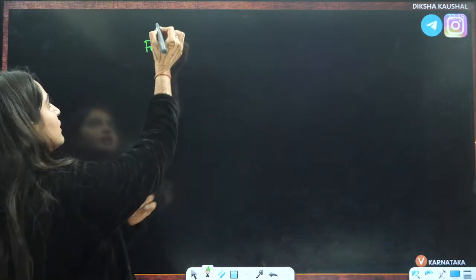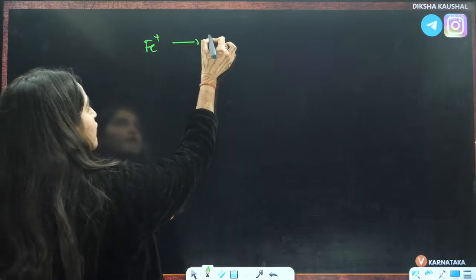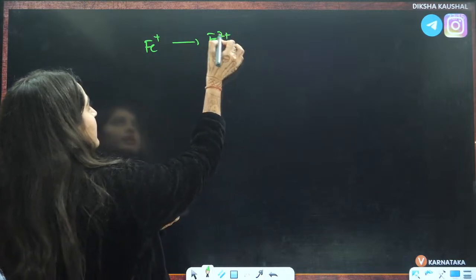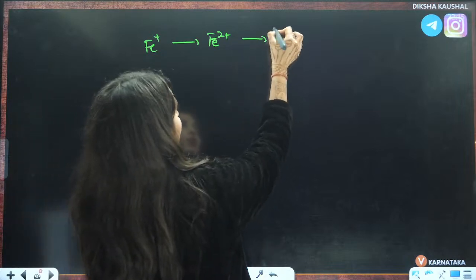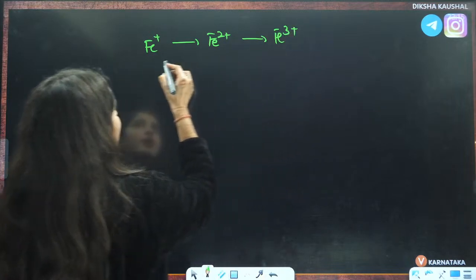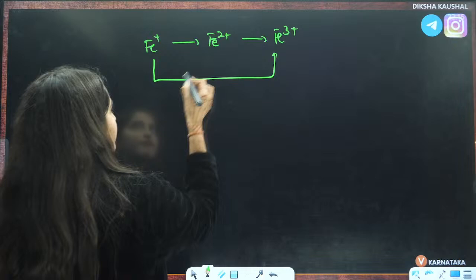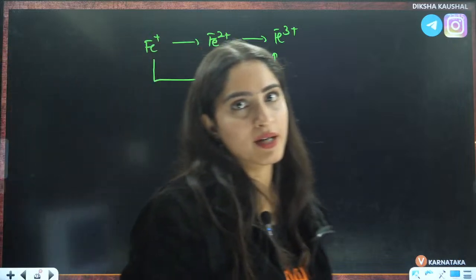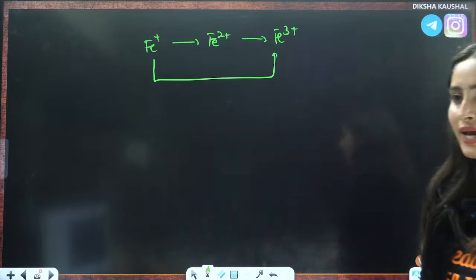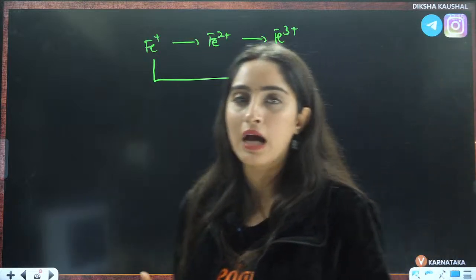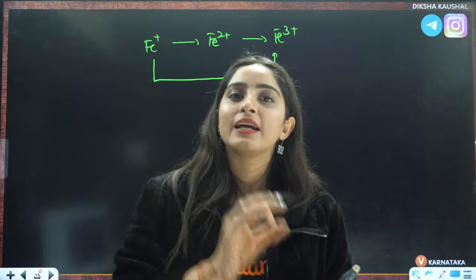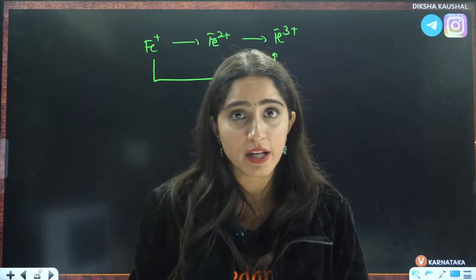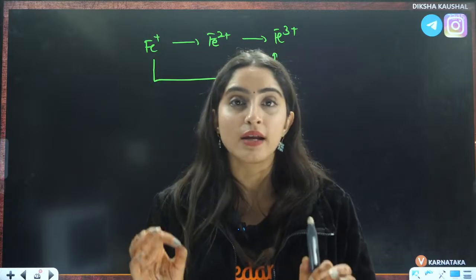For example, they are saying Fe+ to Fe2+, then Fe2+ to Fe3+, and then directly from Fe+ to Fe3+, right? The same thing. These kinds of things they can ask you. Remember, electrode potential is not additive in nature, but Gibbs free energy is additive in nature.